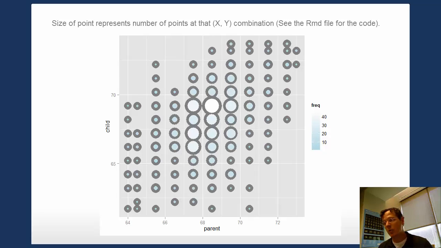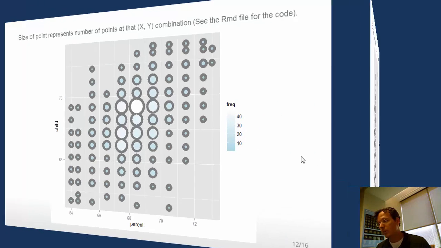doesn't lose that information. I would say there is another failing of this plot. For example, I don't put the units of inches on either of the two axes, and I think that's good practice to have the units on the axes, so that's a little bit of a failing for this plot. And if you want to see the code, it's in the R Markdown file.